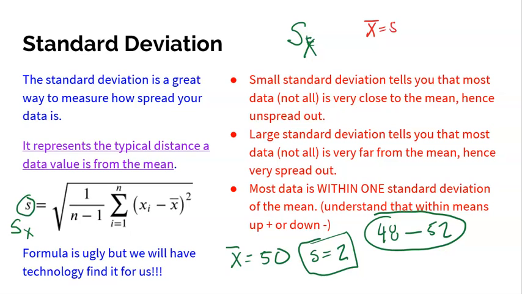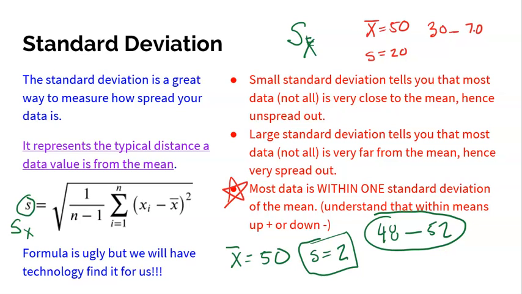Imagine if your mean was 50, but this time your standard deviation was 20. Now, I'm still going to go with what I already said because this is always true. Most data was within one standard deviation. So that would be down to 30 or up to 70, right? One standard deviation down would be 30. One standard deviation up would be 70 from the mean.